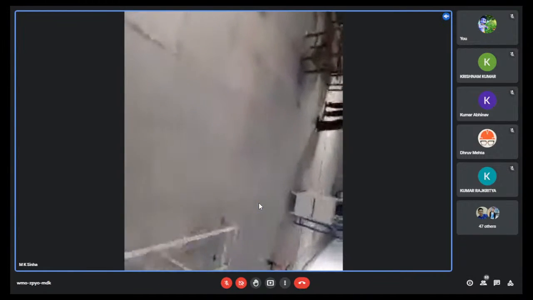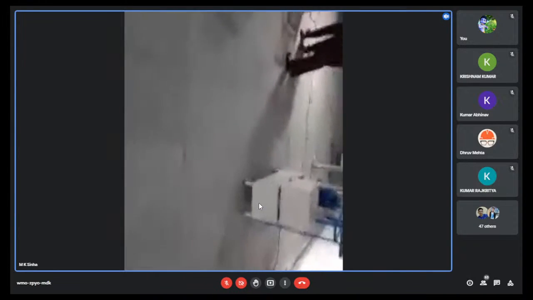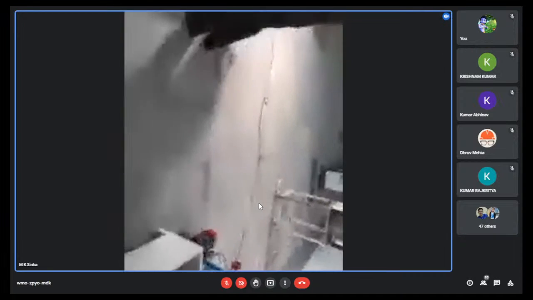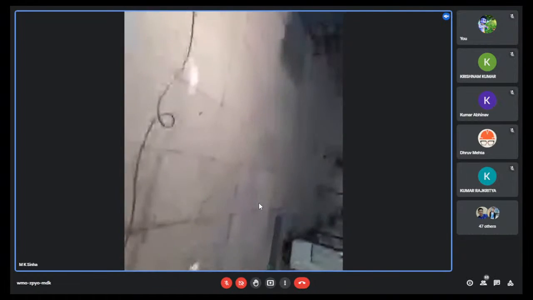So I think from next week we will start the experiment with the metacentric height. First we will calculate the metacentric height. Okay.